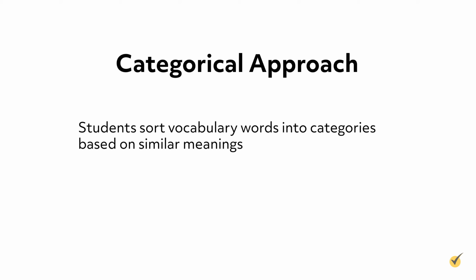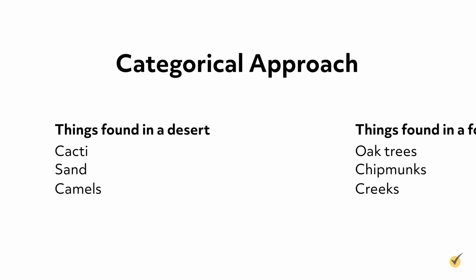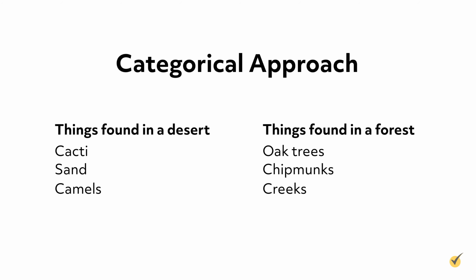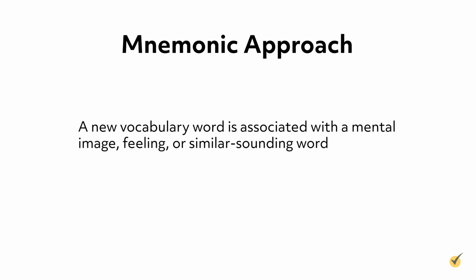For example, students might sort a list of words into 2 categories: things found in a desert and things found in a forest. Sorting words into categories helps students form connections between related words. With the mnemonic approach, a new vocabulary word is associated with a mental image, feeling, or similar sounding word. When the word is encountered again, the association returns, reminding the student of the meaning.